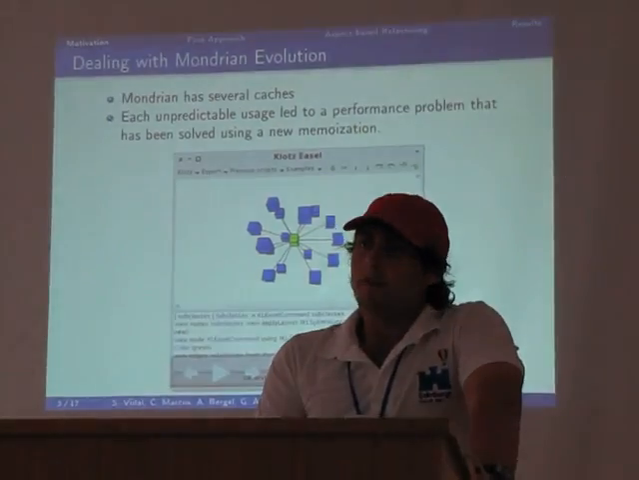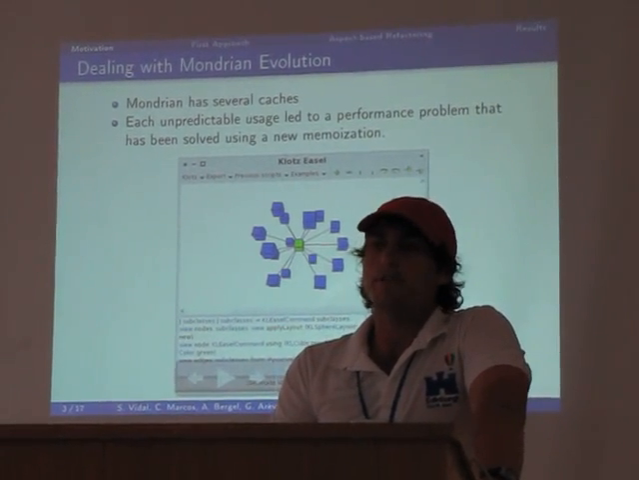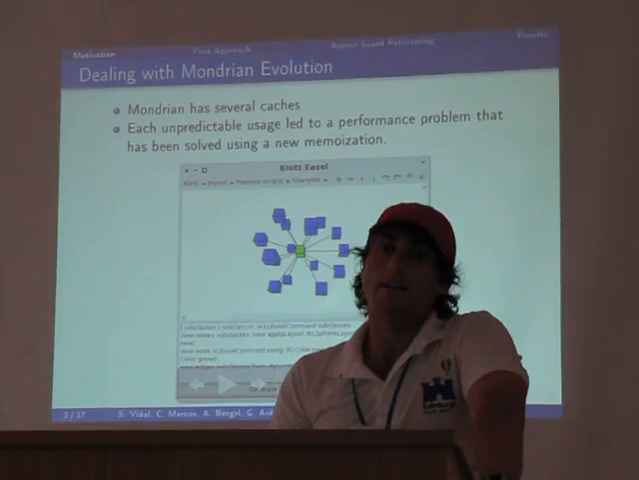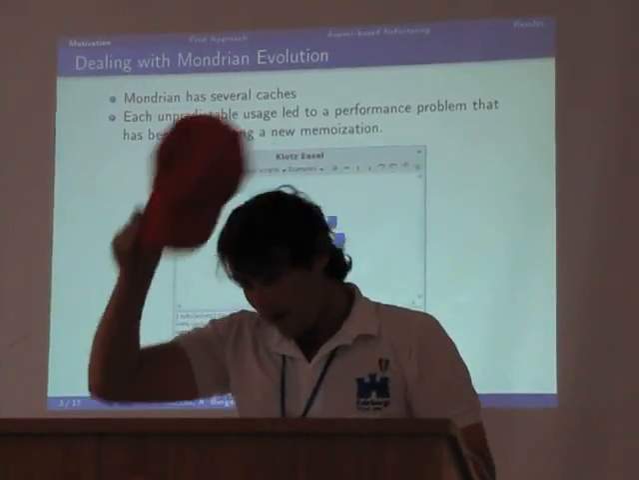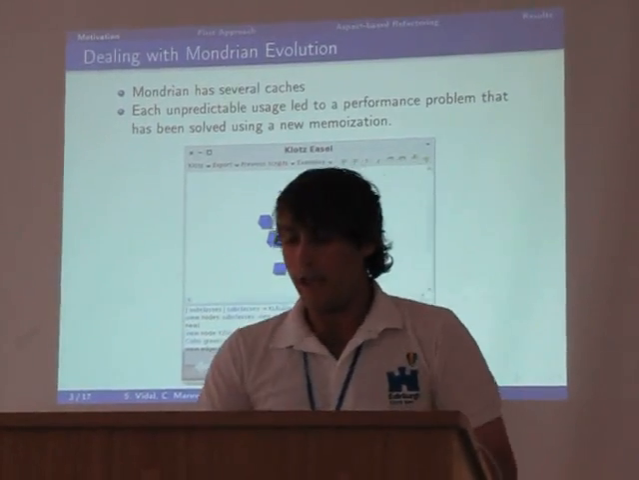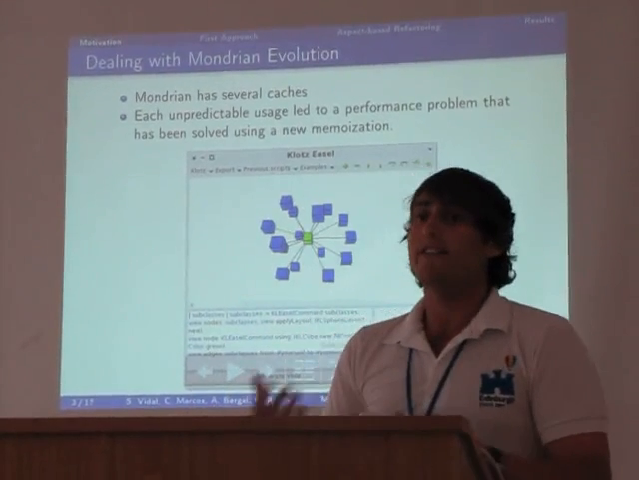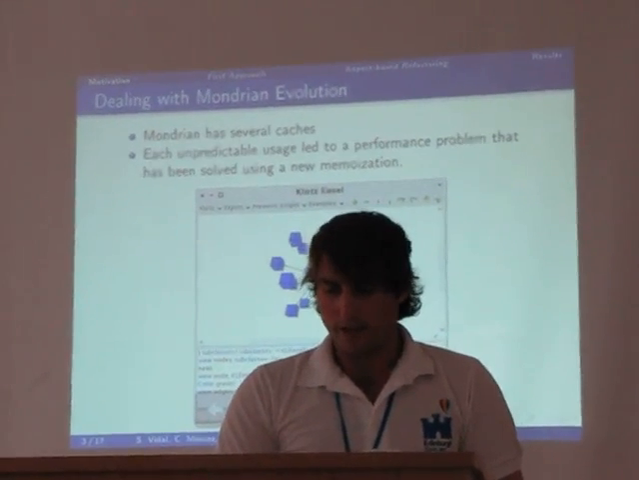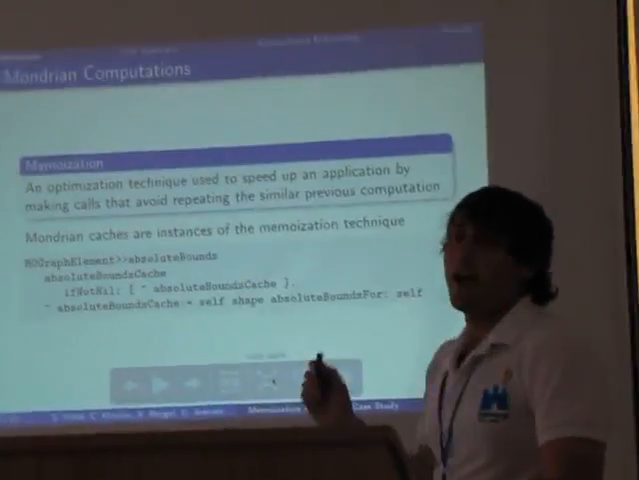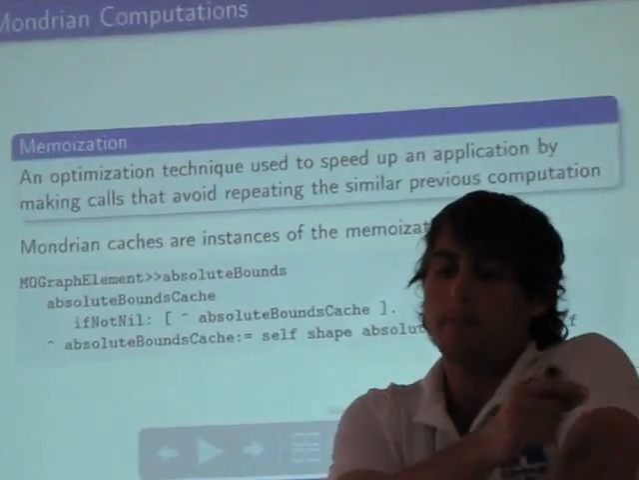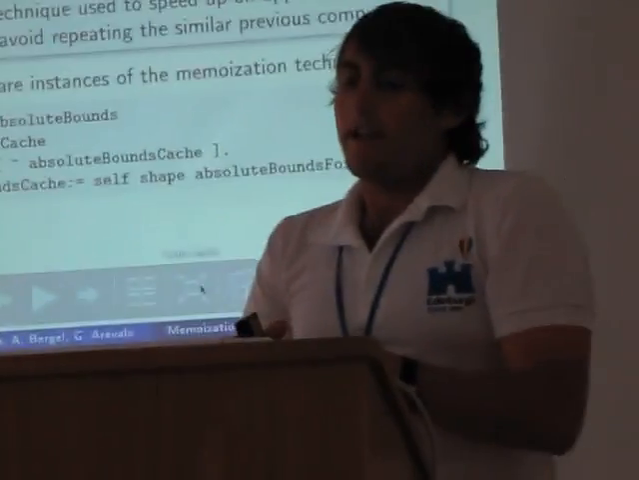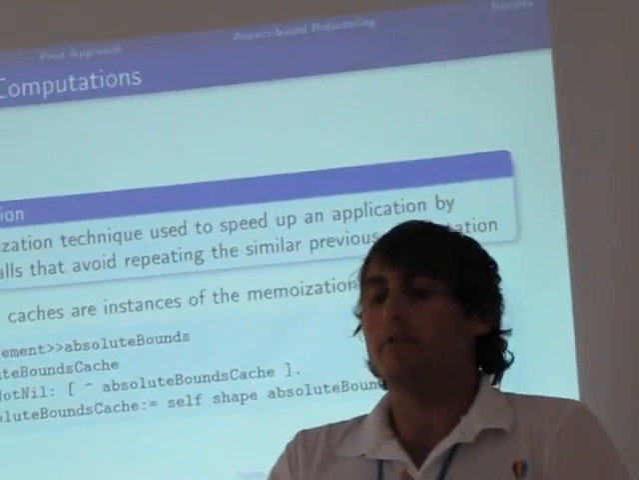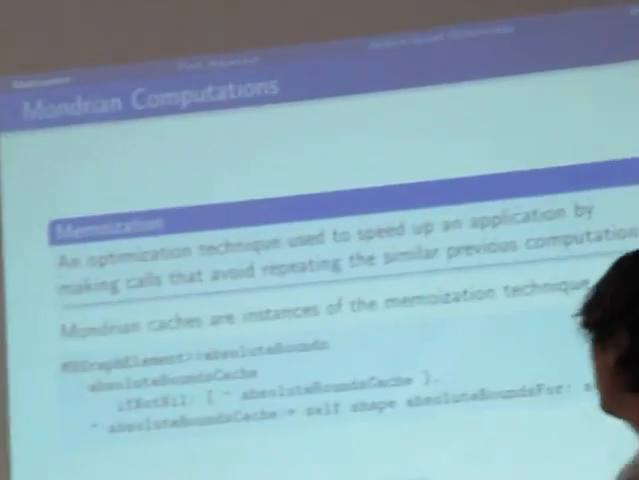The problem is that with each unpredictable use of Mondrian, a performance problem was found. This performance problem was solved with a memoization technique and different caches. But what is a memoization technique? Memoization is an optimization technique used to speed up an application by storing the results of calls, in order to avoid the repetition of some calculations. It's a very simple idea in code.